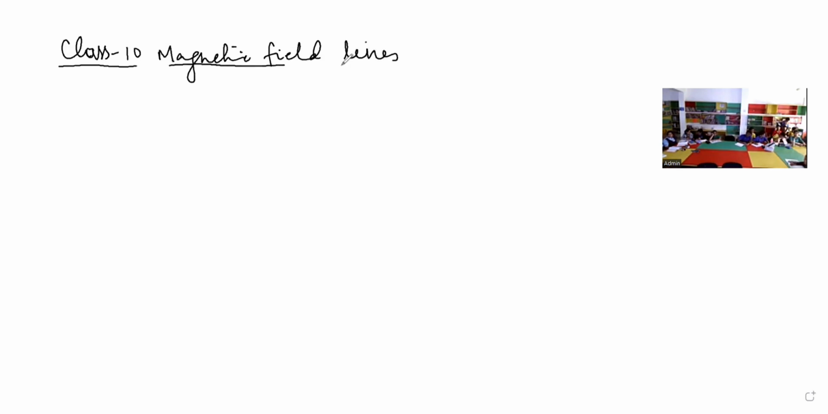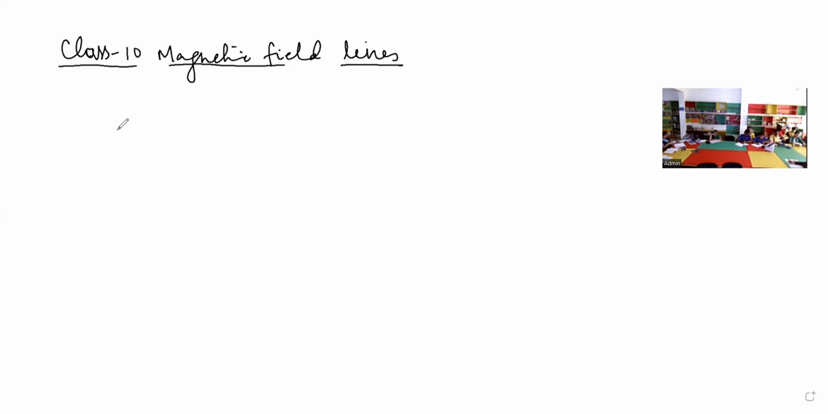So when we talk about magnetic field lines, you must have written point number 1. They start from the north side and move towards the south pole of a magnet, outside the magnet. Then second point, the tangent drawn on it gives the direction of the magnetic field.